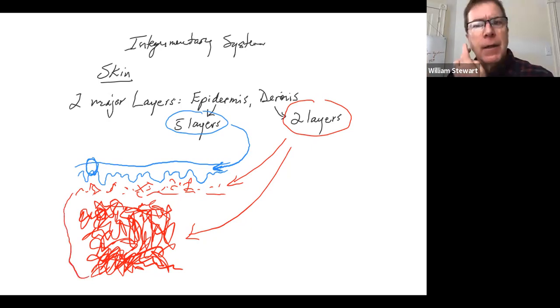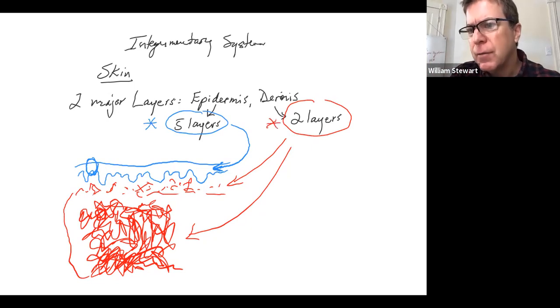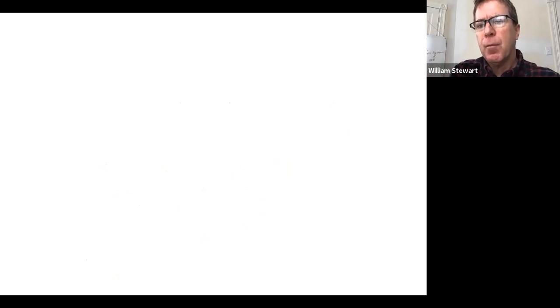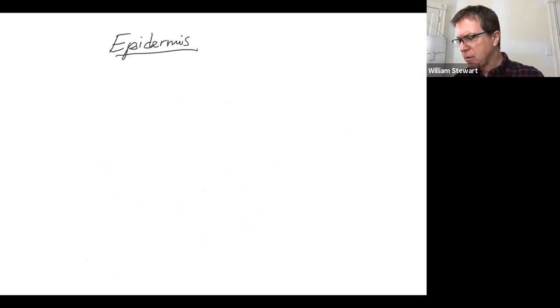All right, so now I'm going to move on and we're going to examine these 5 layers individually, and we're going to examine these 2 layers individually as well. So I'm going to hit my next whiteboard, get my black pen back. So the epidermis has 5 layers in it.